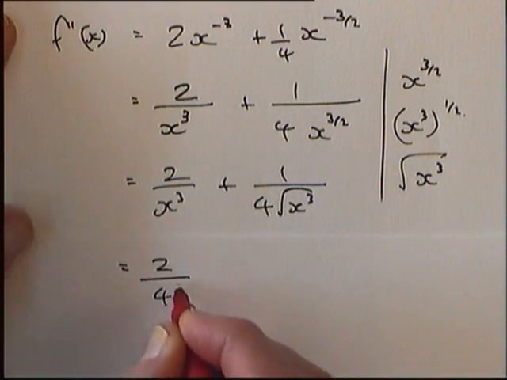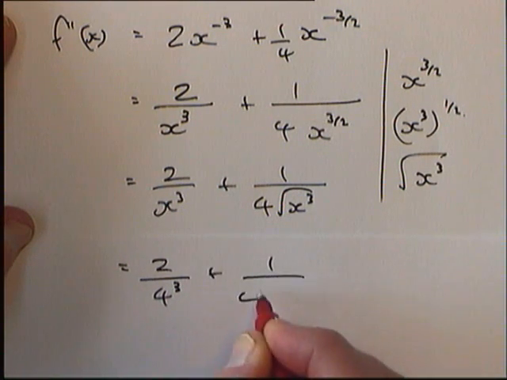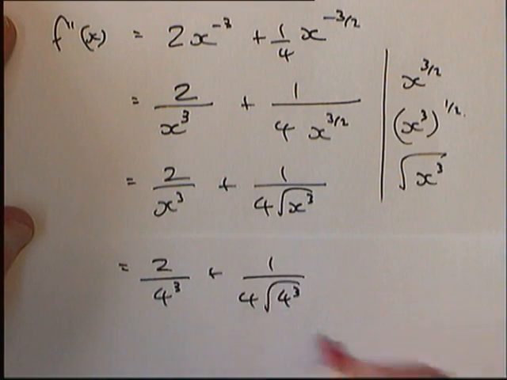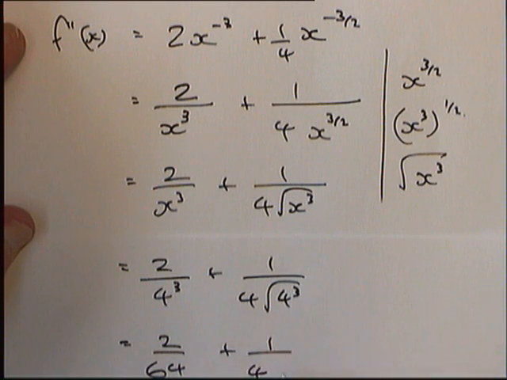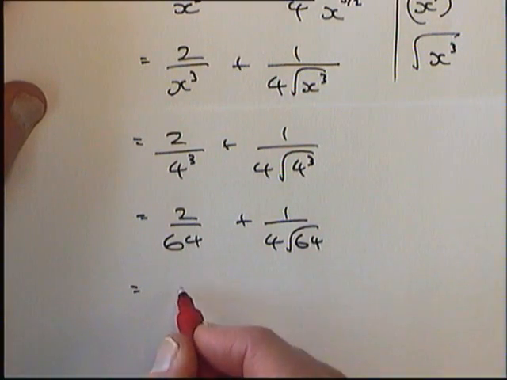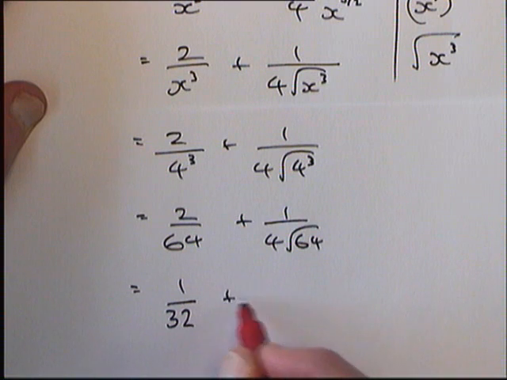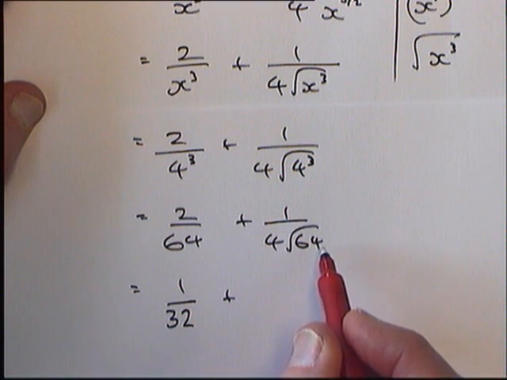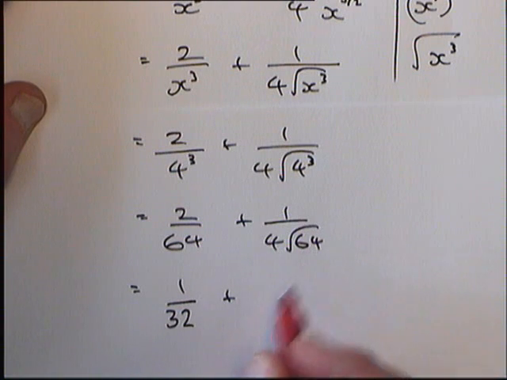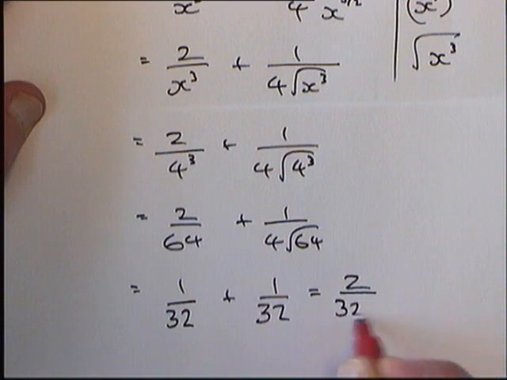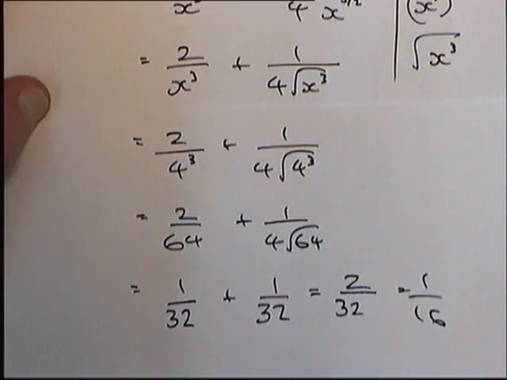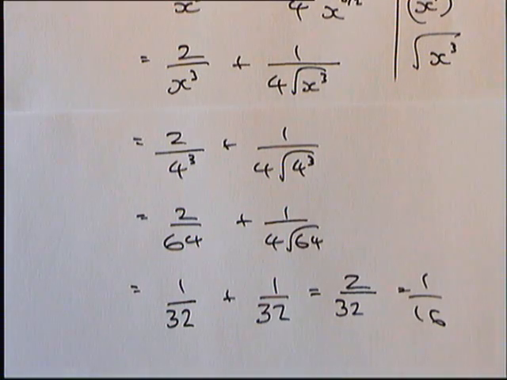So I get 2 over 4 cubed plus 1 over 4, and inside here 4 cubed all square rooted. 4 cubed is 4 times 4 times 4 is 64. So over here I have 4, and then here the square root of 64. So 2 over 64 is the same as 1 over 32. And over here, that 64, once it's square rooted, is 8, and 4 lots of 8 is 32. So I get another 1 over 32, add those together, 2 over 32, or 1 over 16. And that 1 over 16 is the final answer to question 9.